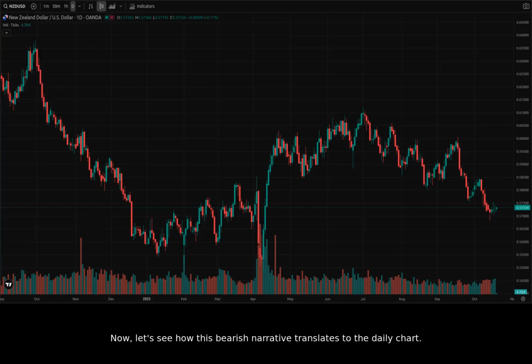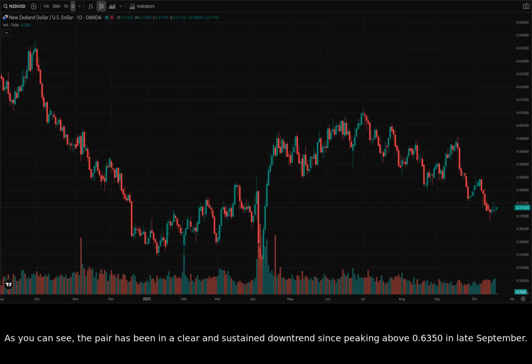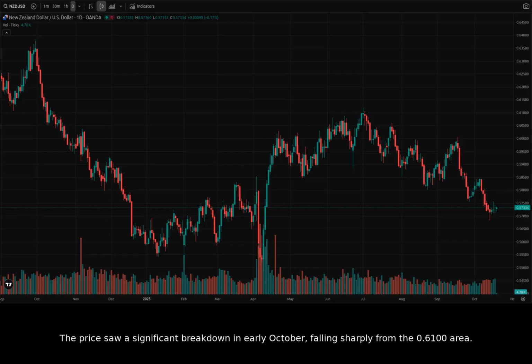Now, let's see how this bearish narrative translates to the daily chart. As you can see, the pair has been in a clear and sustained downtrend since peaking above 0.6350 in late September. We have a classic bearish structure of lower highs and lower lows, which confirms the long-term selling pressure. The price saw a significant breakdown in early October, falling sharply from the 0.6100 area. This established a major resistance zone around 0.5800 to 0.5850, a level that acted as support before failing.